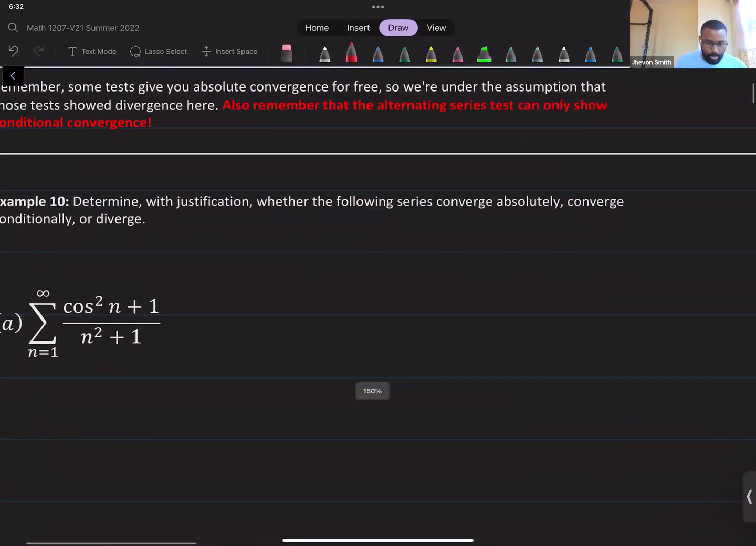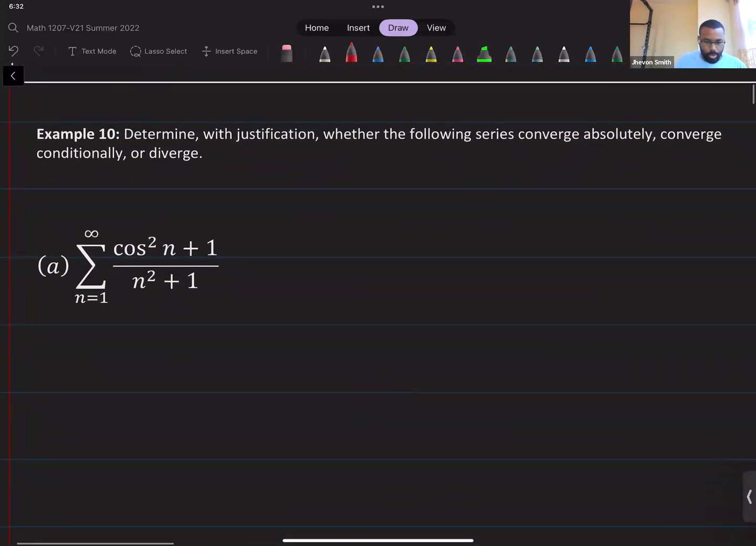Okay, so here you see the example, and it's worded as you might see it: determine with justification whether the series absolutely converges, conditionally converges, or diverges. And here is the first one. This is the problem that you want to do. How do we actually go about it?